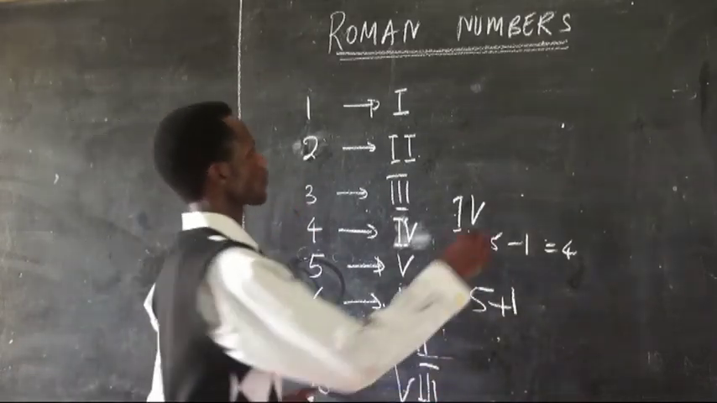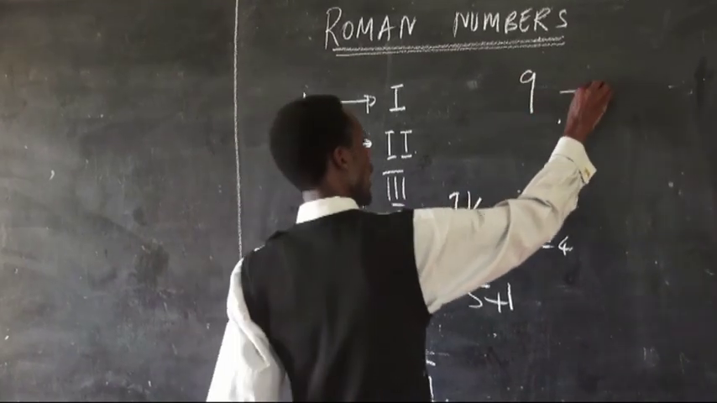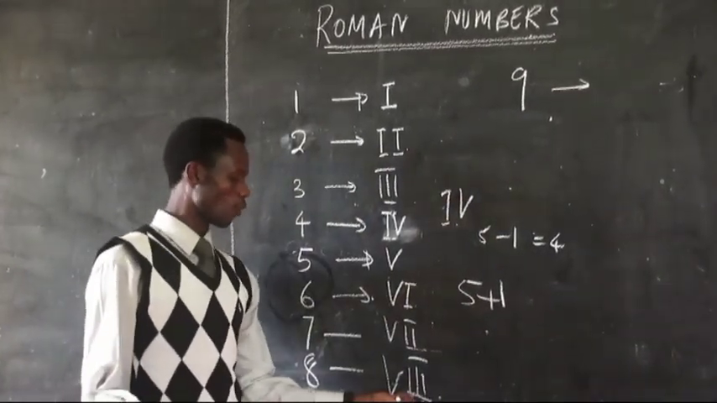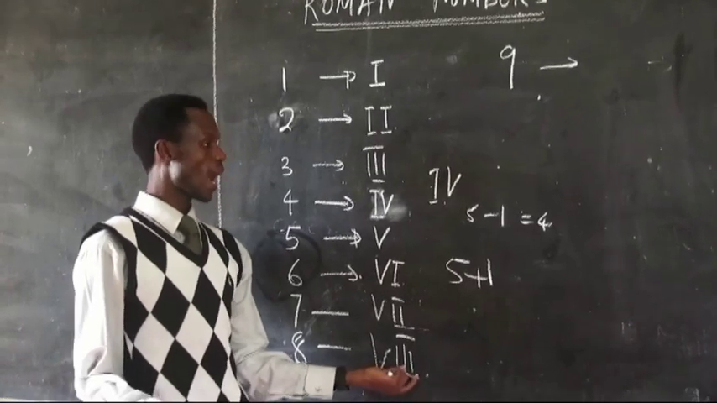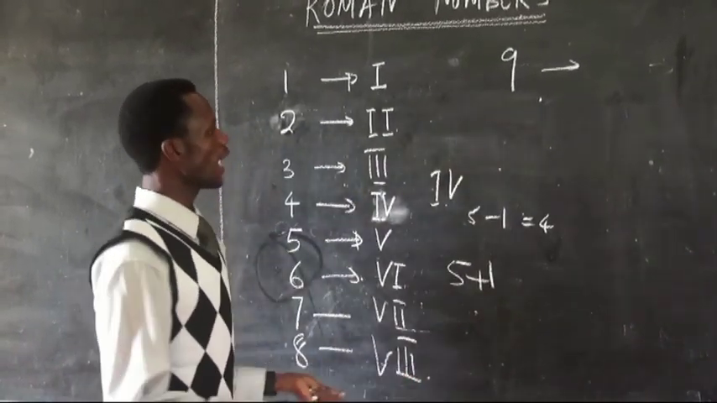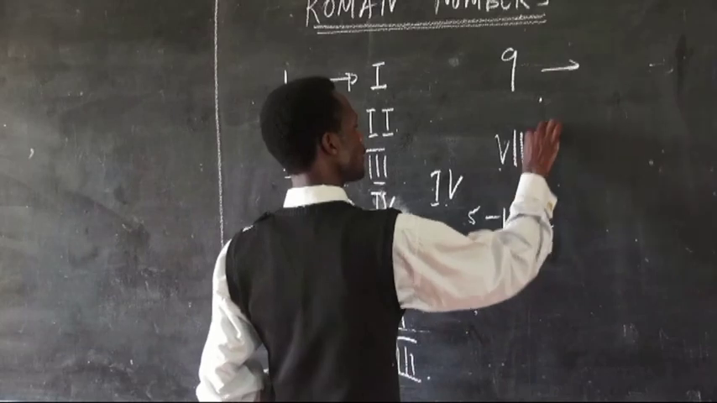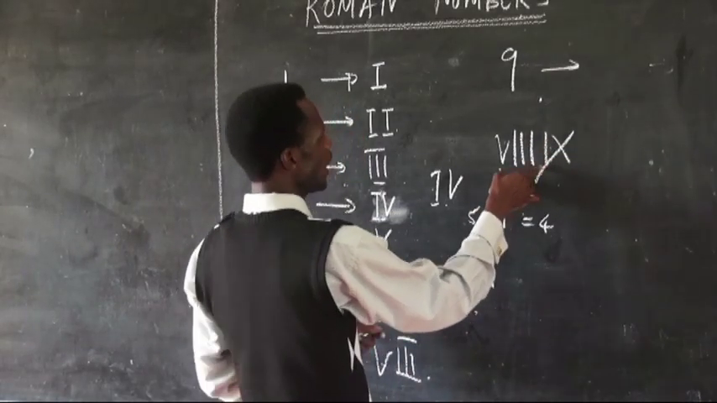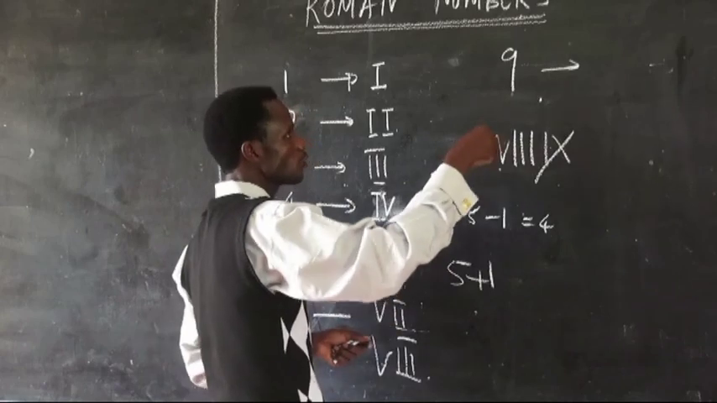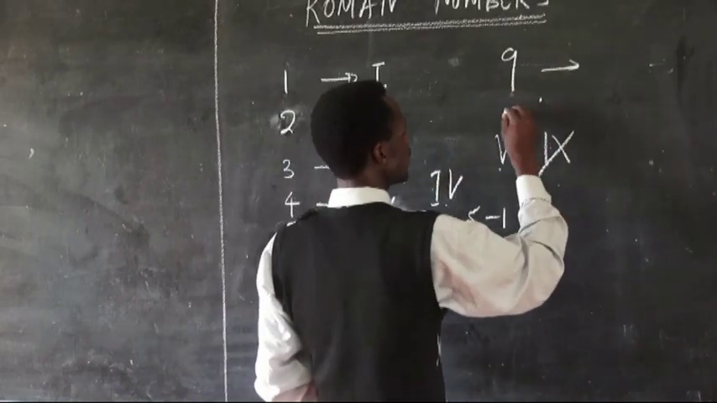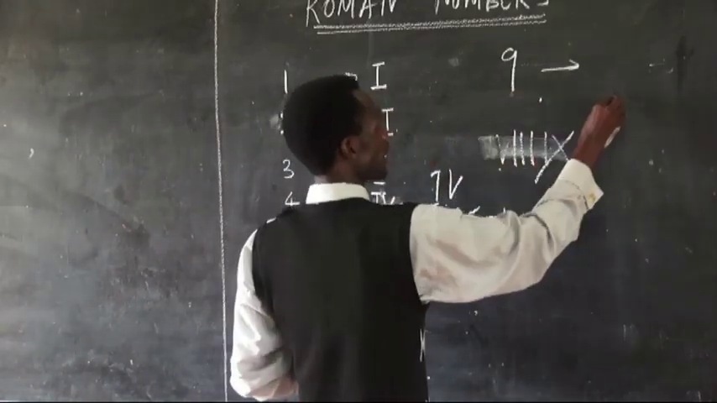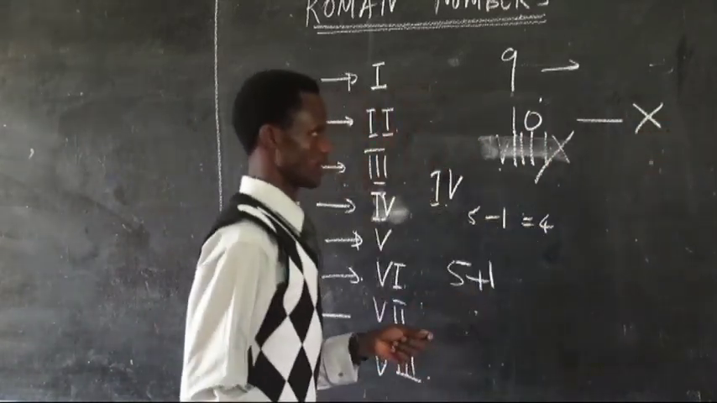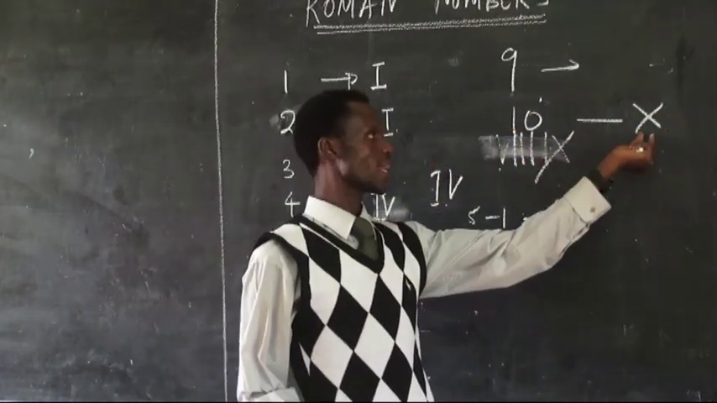Then 9. For 9, we are not allowed to make a repetition of more than 3 letters at the same time. Therefore, we are not supposed to write it this long way, because we are not supposed to make a repetition of this one. So you go to the next number after 9, which is 10. Now 10 is represented by X. So 10 in Roman numbers is written as X.